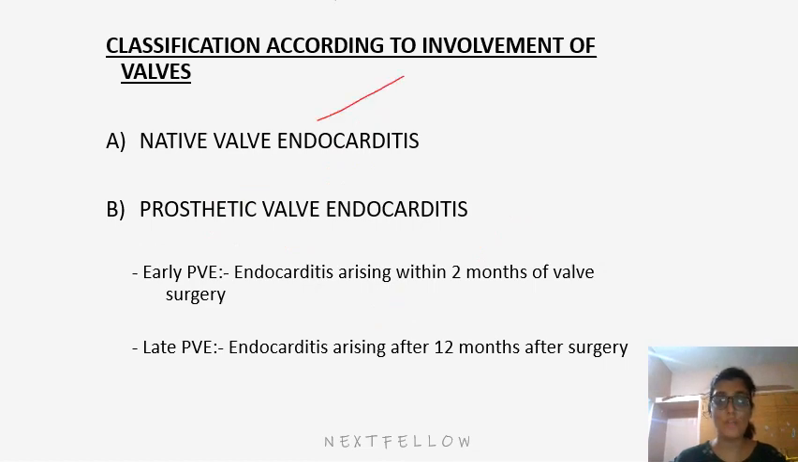Classification according to involvement of valves, that is native valve endocarditis and prosthetic valve endocarditis. Early prosthetic valve endocarditis is endocarditis arising within 2 months of valve surgery. Late prosthetic valve endocarditis is endocarditis arising more than 12 months after surgery.